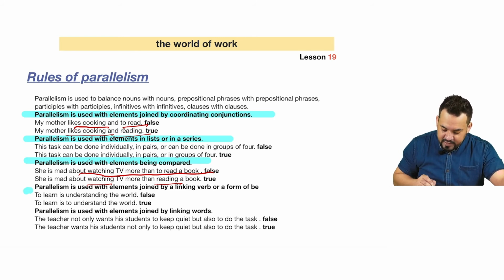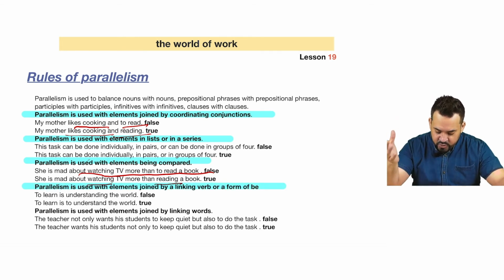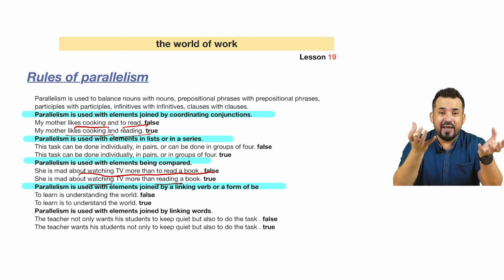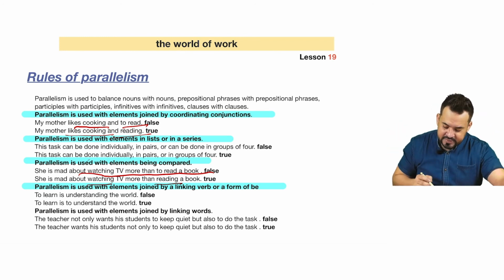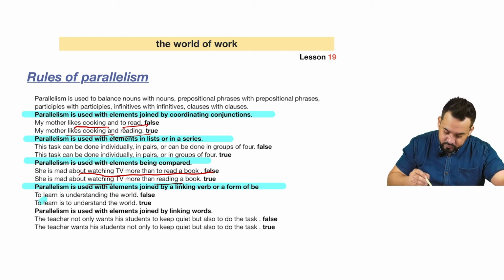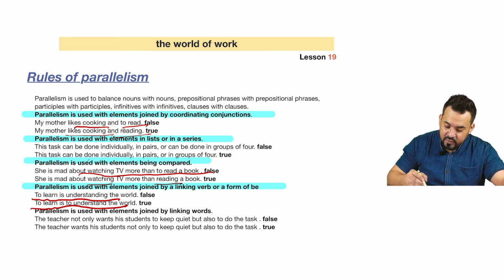Now let's take a look at the next one. Parallelism is used with element joined by a linking verb. We use linking verbs to make connection between two parts of the sentences. Okay, let's take a look. To learn is understanding the world. No. To learn is understanding the world, not right. To learn is to understand.